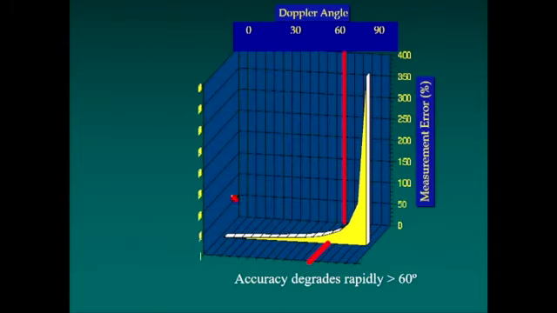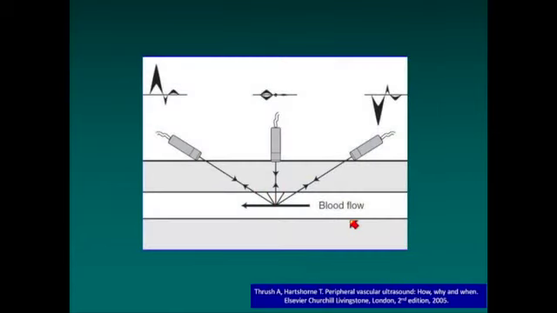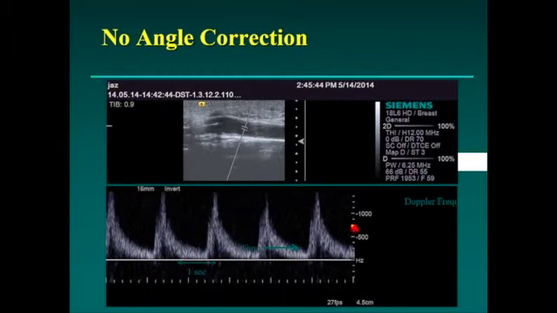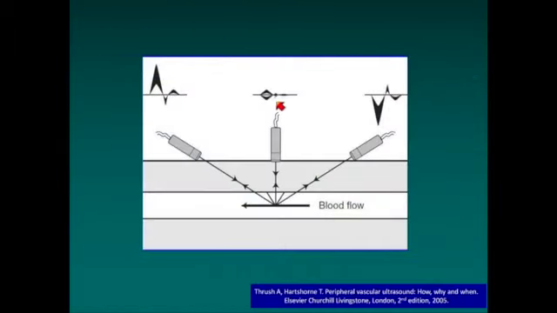And here's a time-honored graph of how the accuracy of the measured waveform degrades above 60 degrees, and it does so rather rapidly. All right. Oh, one thing I might point out with this is if you are at 90 degrees, you often get these very strange triangular waveforms or diamond-shaped waveforms where you get representation above and below the baseline.